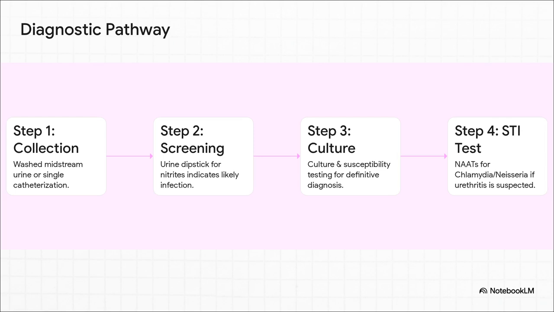Your initial screening is the urine dipstick. A positive nitrite result is a big flag that tells you to investigate further. But for the definitive answer, especially if there are systemic symptoms, you really need to get a culture with susceptibility testing. And please don't forget those STI diagnostics if urethritis is even a remote possibility.